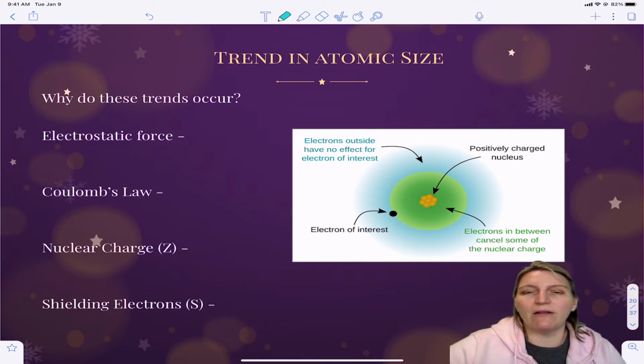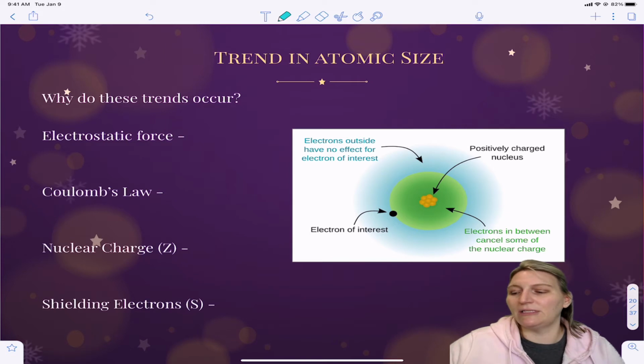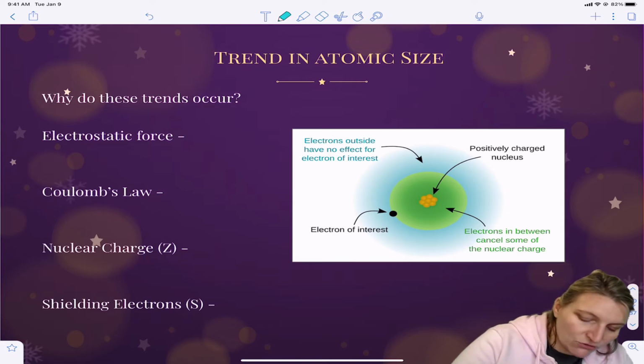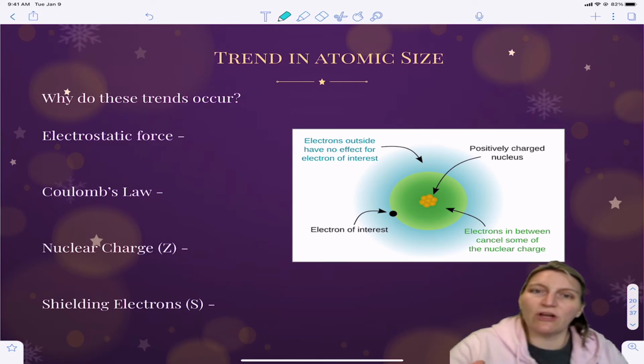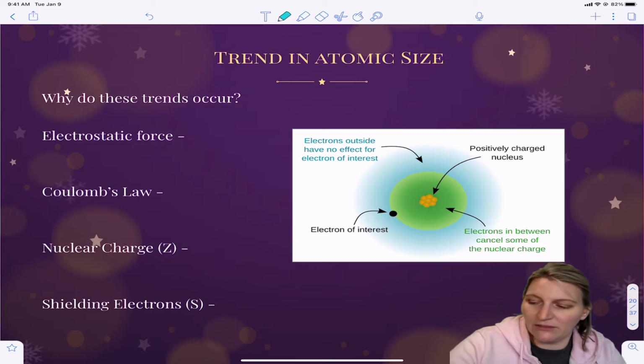And remember a lot of things that we learned about in chapters 4 and 5 about orbitals and electrons and the nucleus. So there's, of course, a couple different forces going on. There's the strong nuclear force inside of the nucleus, but then what's holding the electrons to the nucleus? That's the electrostatic force. The electrostatic force says that the electrons are attracted to the nucleus because the electrons are negative and the nucleus is positive.